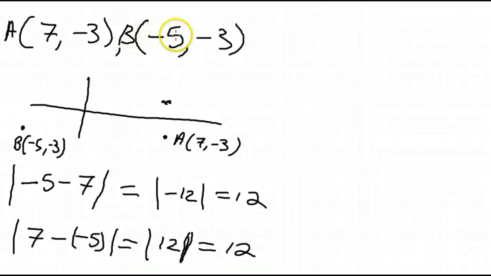minus -5, or -5 minus 7, no matter what order we take the difference between the x coordinates, by taking the absolute value, we will end up with a positive distance. And how far apart things are, generally we're interested in a positive distance.